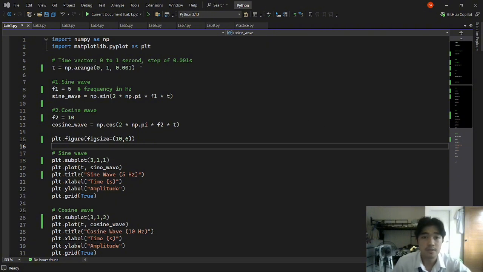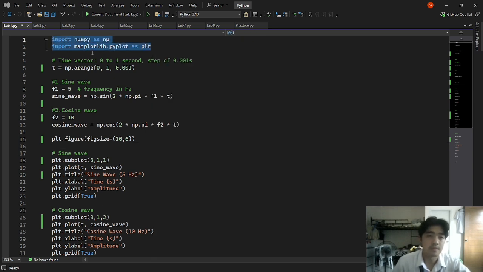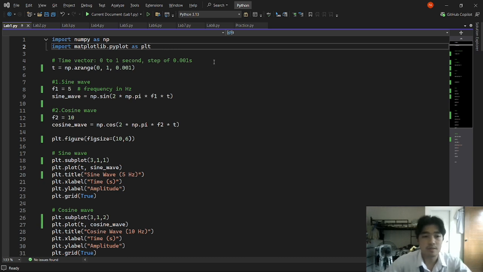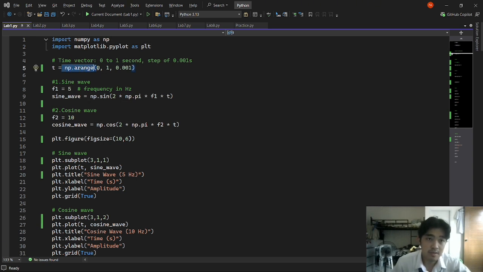Now the first thing we do is we import NumPy and Matplotlib so that we can use them for our code. Here you can see it. Next, we try to create the time array. To create the time array, we use np.arange. The conditions here are 0 to 1. This 0 to 1 is the range of our time array, and 0.001 is the step or the data points in between the range. So we have 0 to 1 second and a step of 0.001 second.